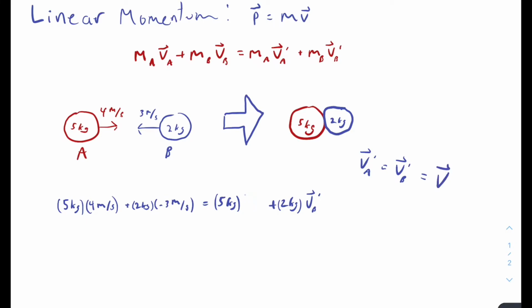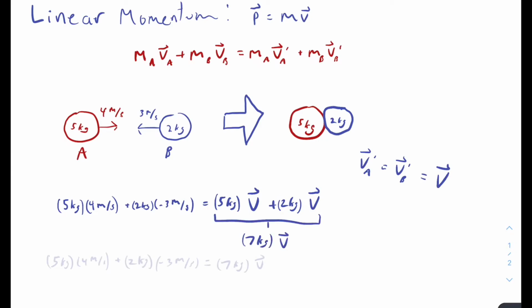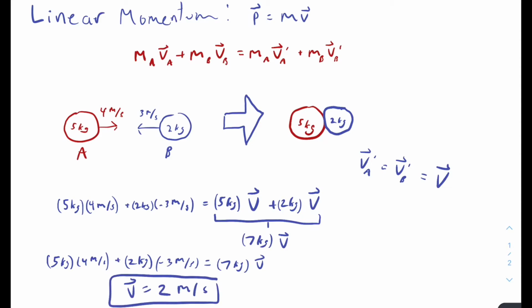Doing that shows us that the final momentums of the two objects are 5 kilograms times v and 2 kilograms times v. These can be added to show that the total momentum is 7 kilograms times v. Rewriting the equation, we see that we can now just solve for v, the final velocity. Solving the equation, we find that the final velocity is 2 meters per second. This positive value means that both objects will move to the right at this velocity.